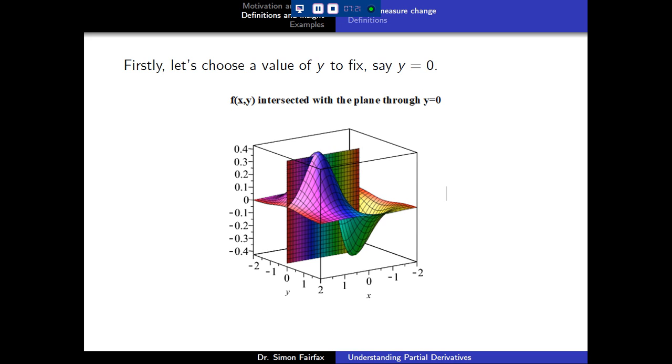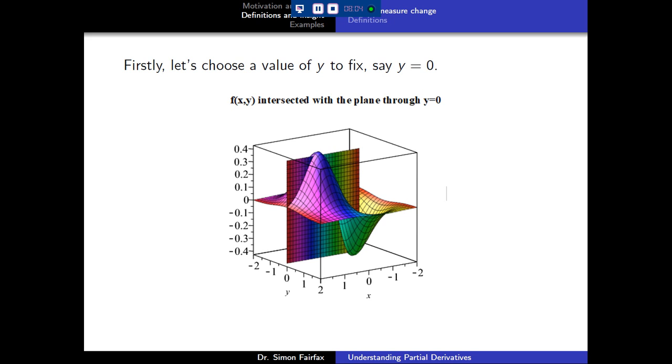So what I've done is I've drawn in a vertical plane. The vertical plane is going through the point y equals 0. And as we can see, it's parallel to the x-axis. Every point on that plane has a y value of 0. So if you're on the surface and y is 0, try to imagine moving along the surface. It's the intersection of the surface coming from f and that plane.